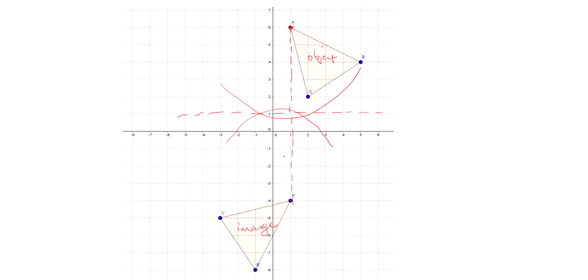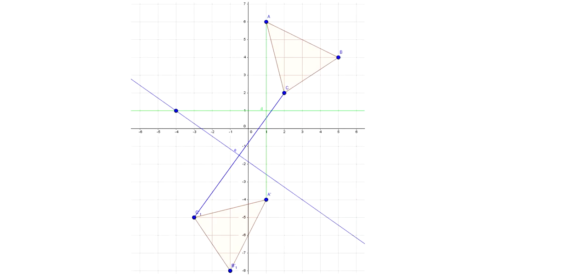Now this is just a sketch, this could be wrong. I have the solution on another slide here. Oh, okay, it was that. So we had our object and our image. Let me explain how we do this. We join A to A prime with this green line here, coming down here.